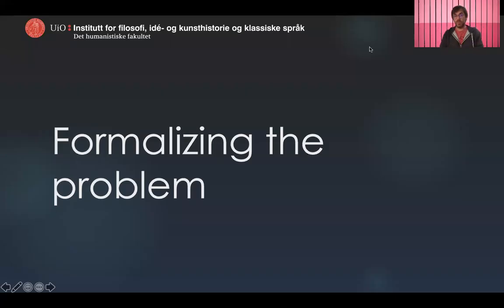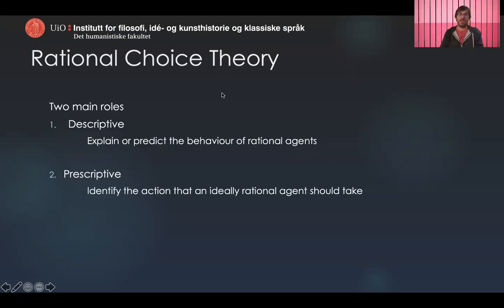Okay, so welcome again. Now we're going to look at collective action problems through a formal lens, that is, formalizing the problem in a way that we can hopefully better understand it and also better understand how to possibly solve the problem. And the theory we're going to use to formalize it is called rational choice theory.